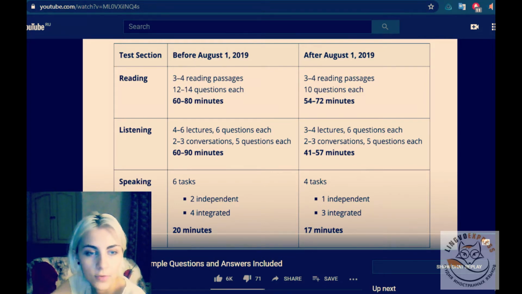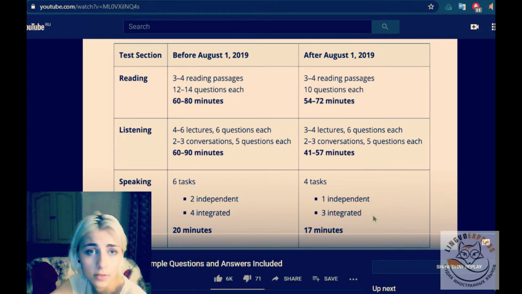So the first thing to notice is that there was this date, which was August the 1st, 2019. It was the time when they changed the structure a little bit, made it a little different, cut something out, edited something, and what we're interested in is the speaking part. Before it had 6 tasks, and now it has 4 tasks. Firstly, it was 2 independent and 4 integrated tasks. And the 4 tasks it has now after August the 1st, 2019, are 1 independent and 3 integrated types of tasks.